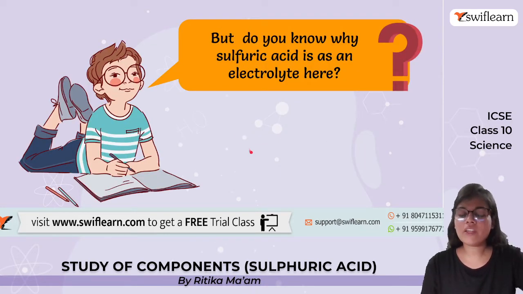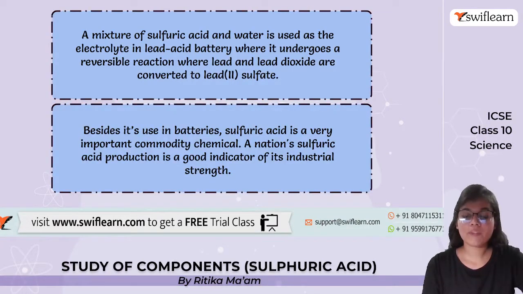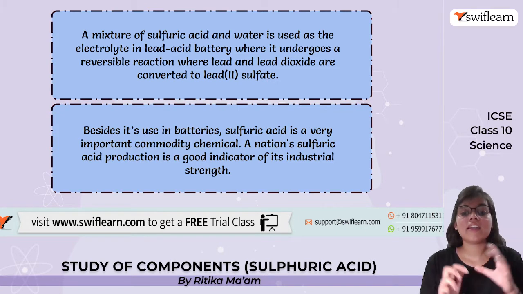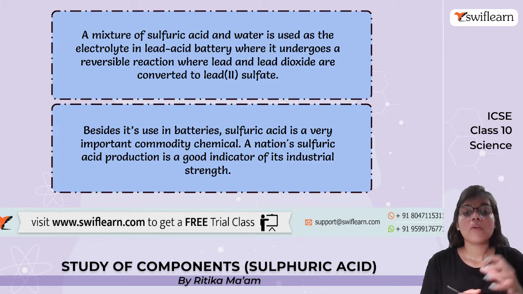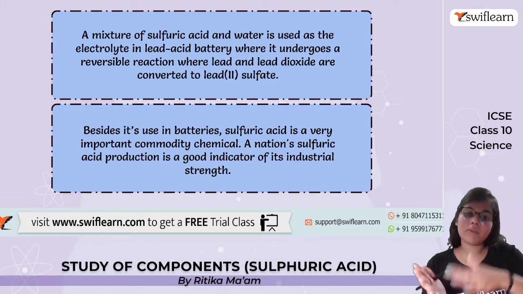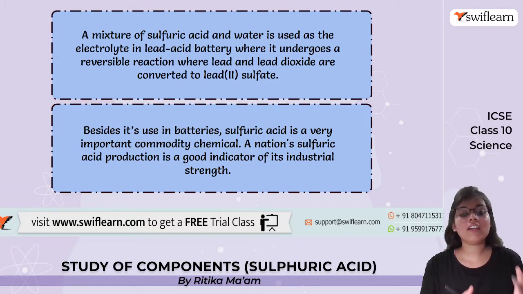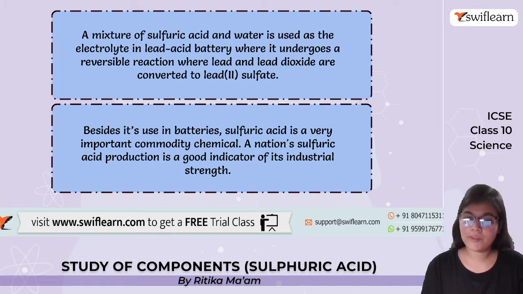So why do we use sulfuric acid over here? What happens is this mixture of sulfuric acid and water is used as an electrolyte. Why? Because it undergoes a reversible reaction. Reversible means getting back again. So here lead and lead oxide are again converted to lead sulfate.